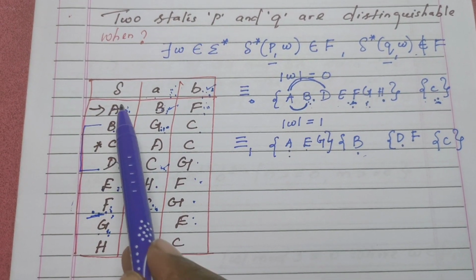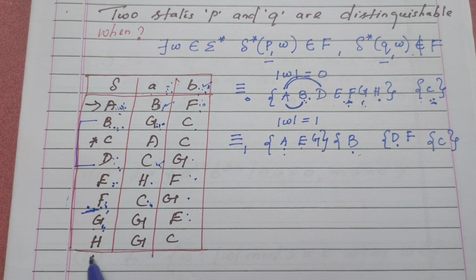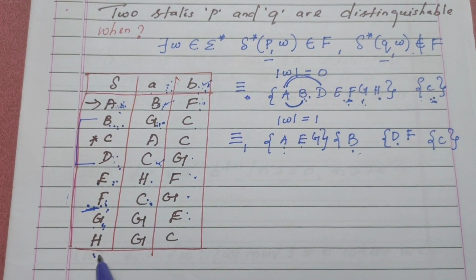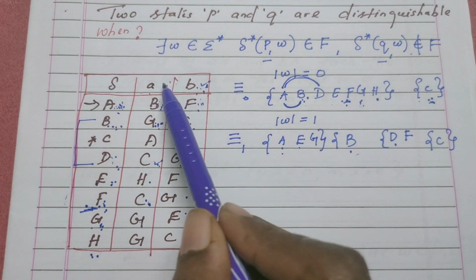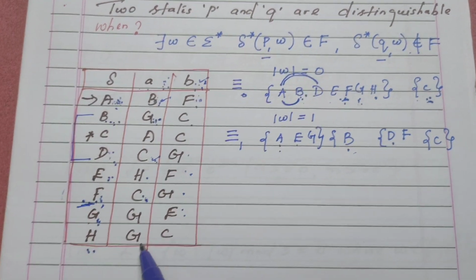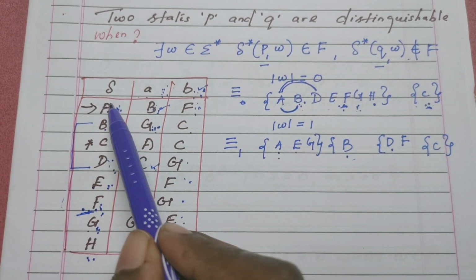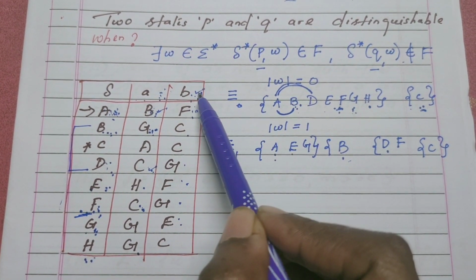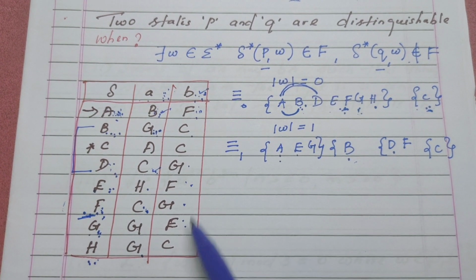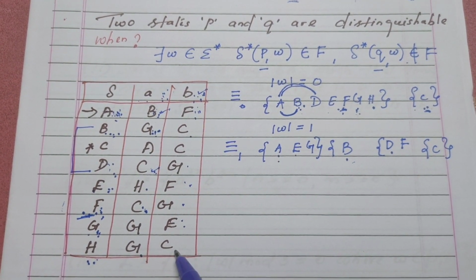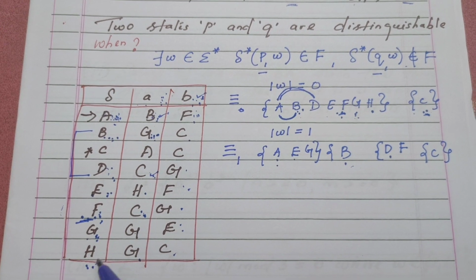Now let us consider the last state, H. A and H we take. A and H, on reading A, it goes to B and G. Both belong to the same set. A and H, on reading B, it goes to F and C, which are in different sets. So A and H are in fact distinguishable.